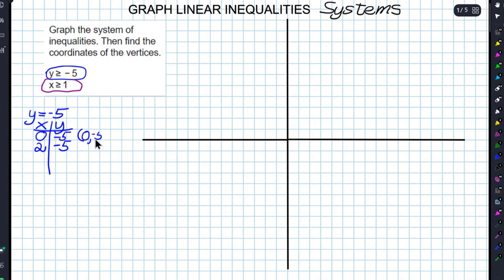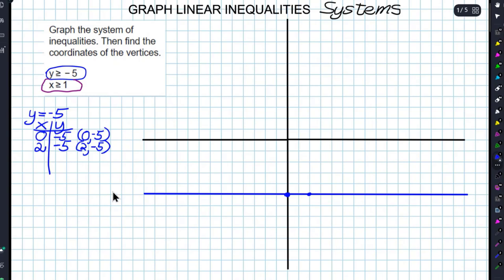All right, so that gives me 2 points: 0, negative 5, and 2, negative 5. So here we go, I'm going to plot those. 0, negative 5: negative 1, negative 2, negative 3, negative 4, negative 5. X is 0, y is negative 5. And 2, negative 5: I come out 1, 2, and then down 5. And that permits me to graph my line, which I'm going to do now. So this is the line y equals negative 5. Now I'm done graphing the line.